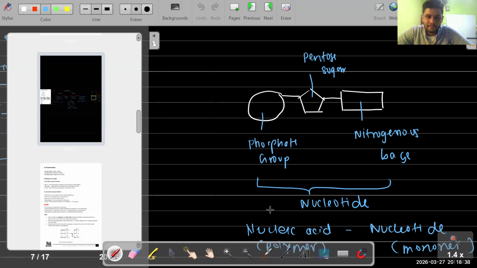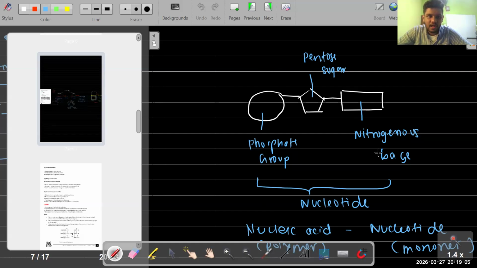Where? Just try, I guess. Now, this is a nucleotide. Here, this is the structure, right? Here, where have we spoken about monosaccharides? Phosphate group, pentose sugar, nitrogen base.